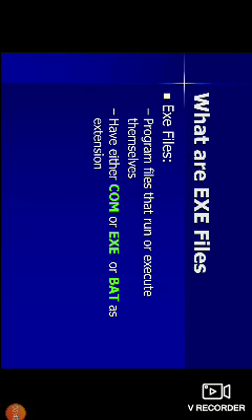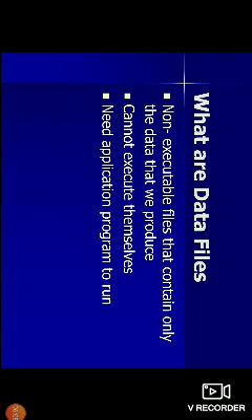So what are .exe files? Executable files are program files that run or execute themselves. They have either .com, .exe, or .bat as the extension. So what are data files? They are non-executable files that contain only the data that we produce. They cannot execute themselves and need an application program to run.